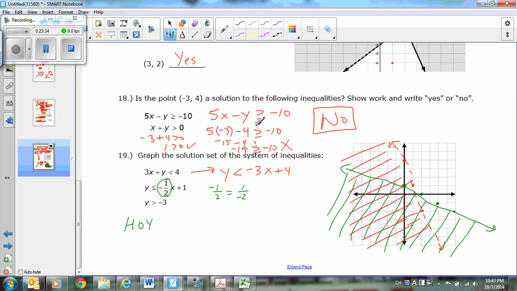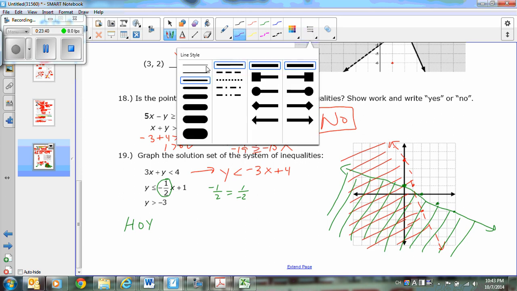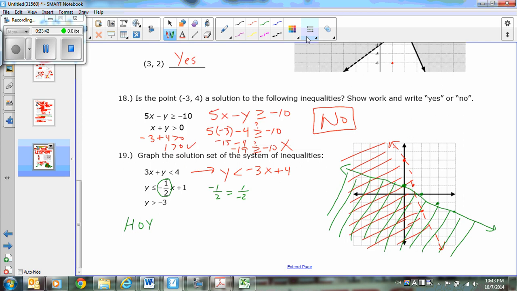So I'm going to switch colors again to, how about purple? And I'm going to draw a horizontal line through negative 3. 1, 2, 3. So it's going to go right there. It's dotted because of the strictly greater than symbol. And we're going to shade everything above the line because all the points above the line would be those points where the y value is bigger than negative 3. So shade in.